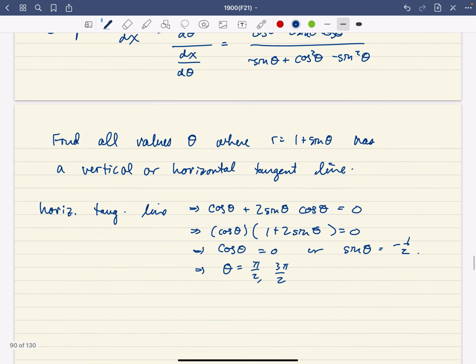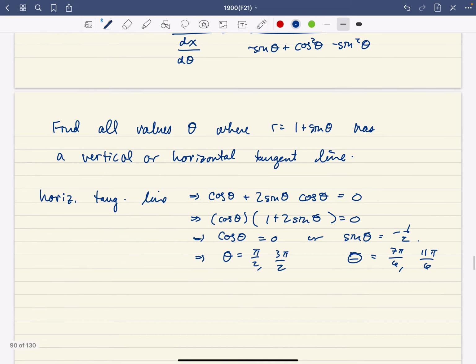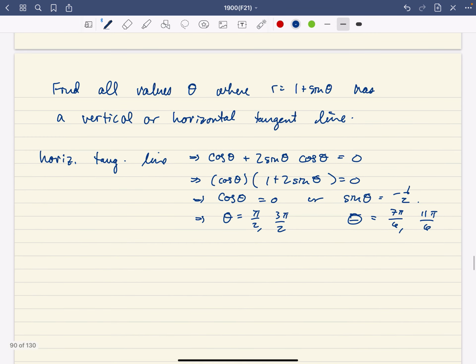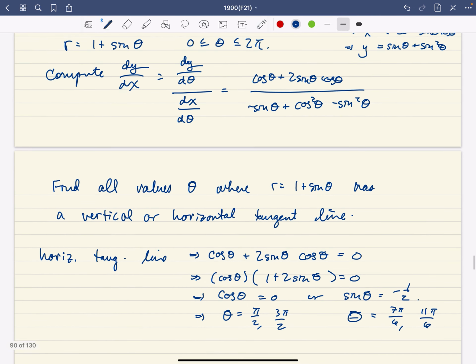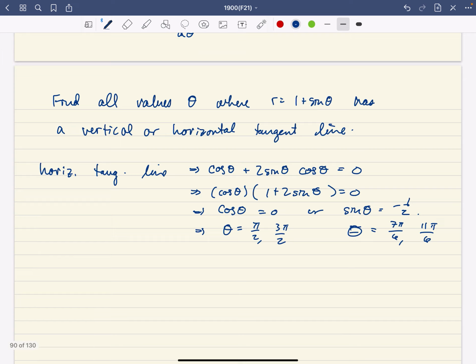And sine of theta being negative 1/2 happens when theta is, I think we talked about this one in class, 7 pi over 6 and 11 pi over 6. So those are the values where I'll have a horizontal tangent line. Okay, and now we need to think about when we're going to have a vertical tangent line.